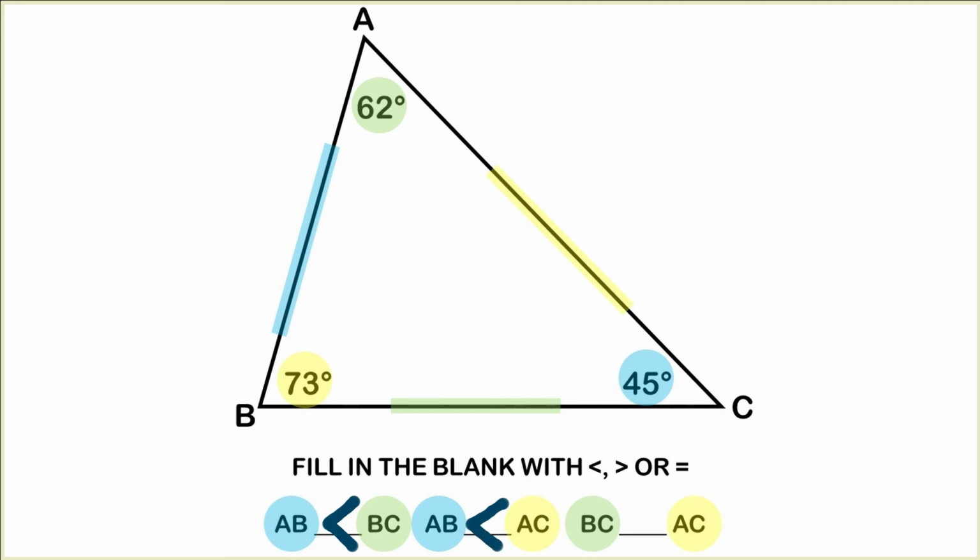The third comparison is the green side, BC, and the yellow side, AC. Opposite the green side, we have a 62-degree angle, and opposite the yellow side, we have a 73-degree angle, so the yellow side has to be longer.